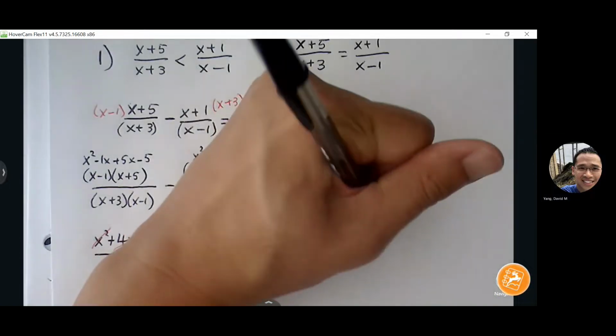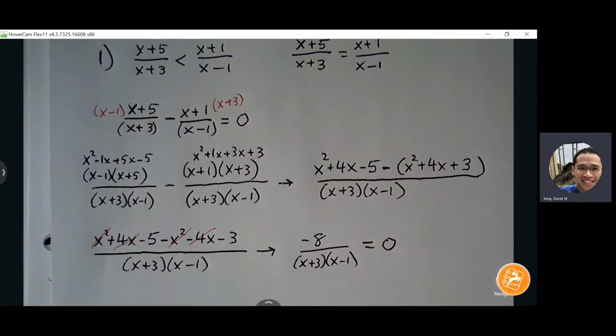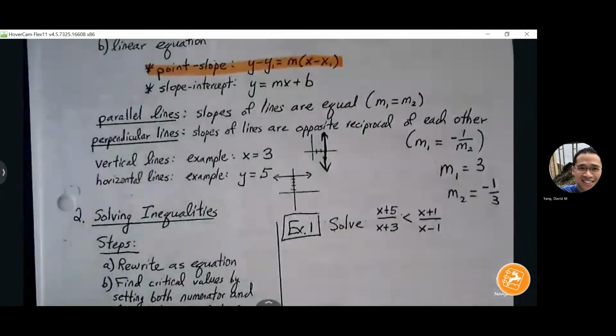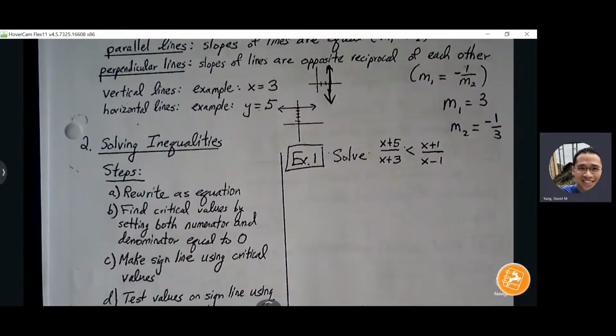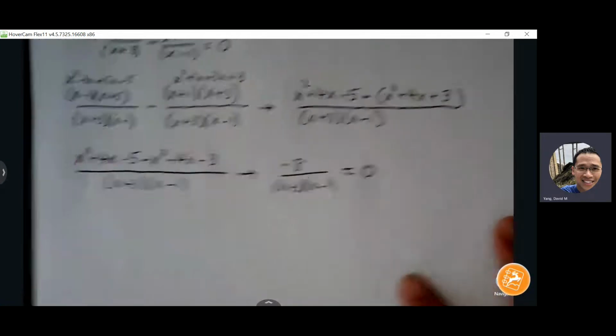Okay. Now we're not doing this to find the solution. We're doing this to find the critical values that will help us find the solution, because we know it's going to be a range of values on a number line, but we need some separation on that number line. So the next step here is find critical values by setting both the numerator and the denominator equal to 0 separately. Okay, so we're going to find critical numbers from both locations.